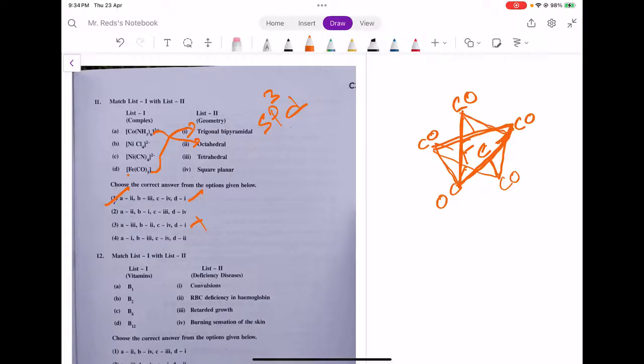B is 3. This is tetrahedral. Nickel has sp3 hybridization. Why? Because of the presence of a weak field ligand, that is chlorine. [Ni(CN)4]2- is square planar. Nickel has dsp2 hybridization, dsp2. This one is sp3. Octahedral is d2sp3. So the answer is the first option.